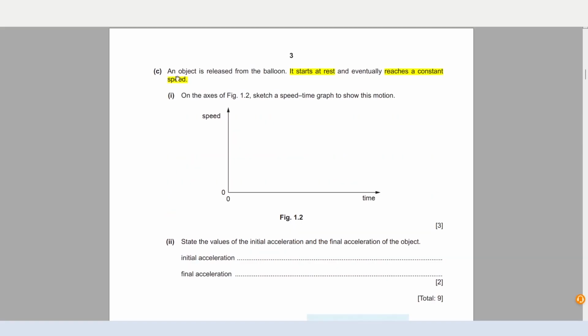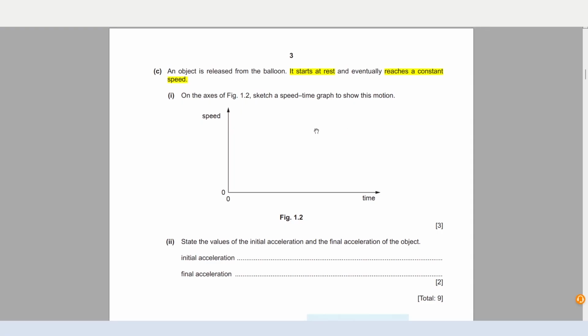Part C says an object is released from the balloon. It starts at rest and eventually reaches a constant speed. You should highlight this when you're reading the question. It starts at rest, which means the graph is going to start from the origin, and eventually reaches a constant speed. This means that the gradient at the end will be 0.